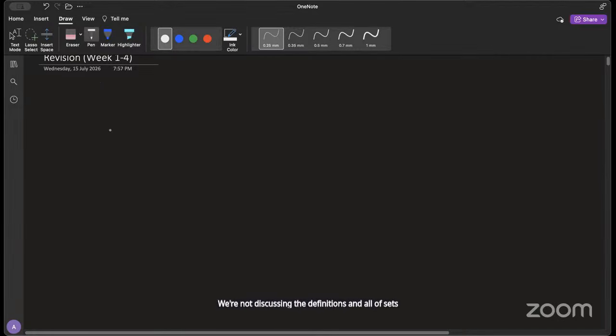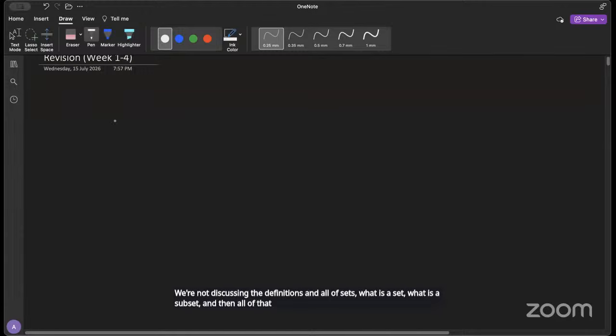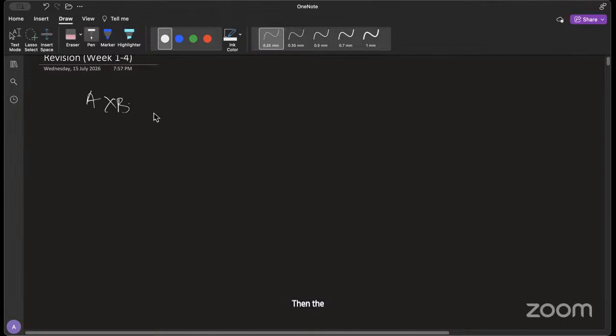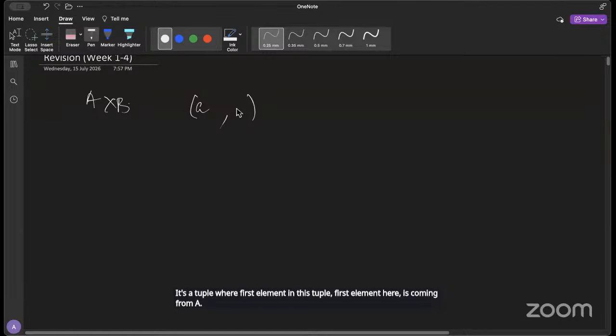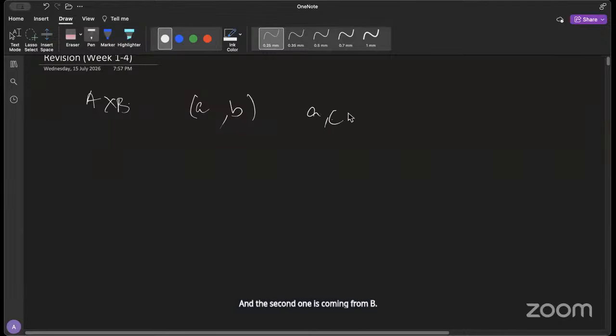What is a set? What is a subset? And all of that. So we're starting directly from Cartesian products. Cartesian products are basically, if you have two sets A and B, then the Cartesian product of the two sets A, B is a tuple where the first element is coming from A, and the second one is coming from B. Ma'am, a little slow. A little slow, I said. Okay. So this is the Cartesian product, where you take the cross product.